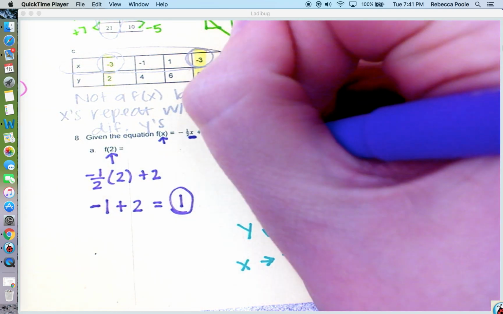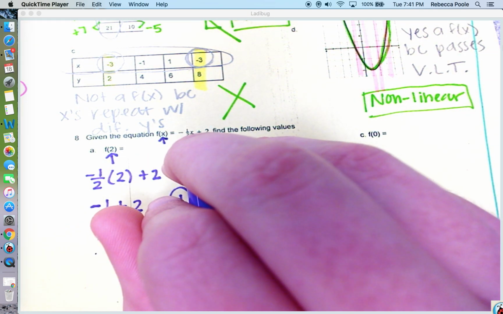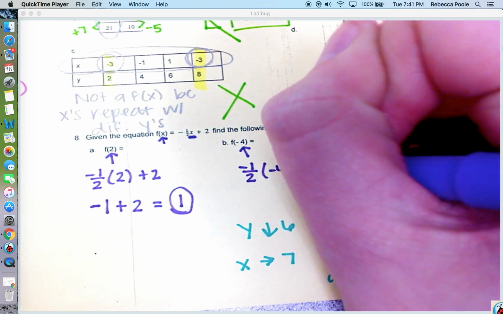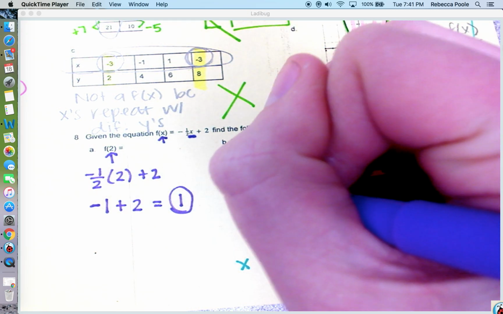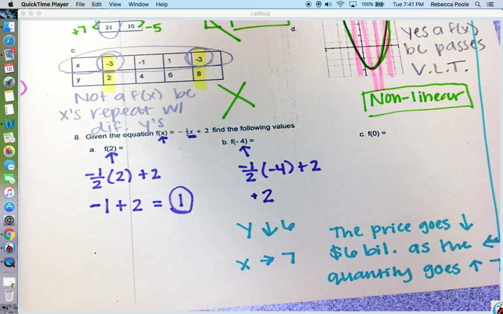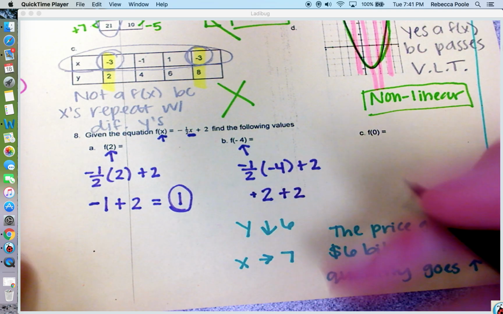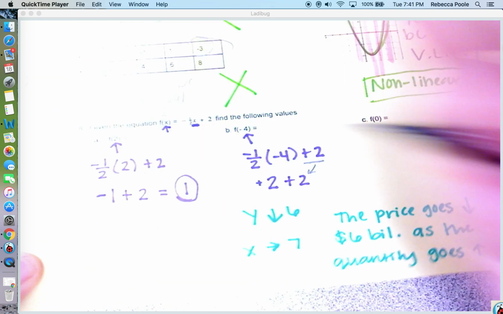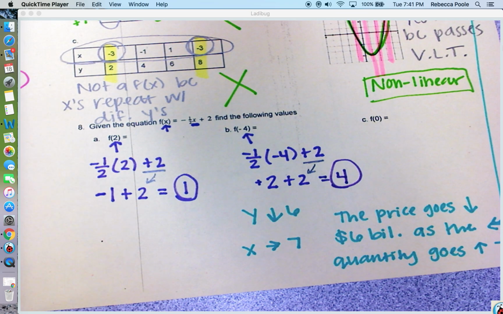Now for this one, they put in negative 4 where the x was. So anywhere I see an x, I'm going to put in negative 4. Half of 4 is 2. A negative times a negative should make a positive, right? So positive 2, and then I'm bringing down this plus 2 at the back. So we didn't use this, I brought them down. So 2 plus 2 gives me 4.